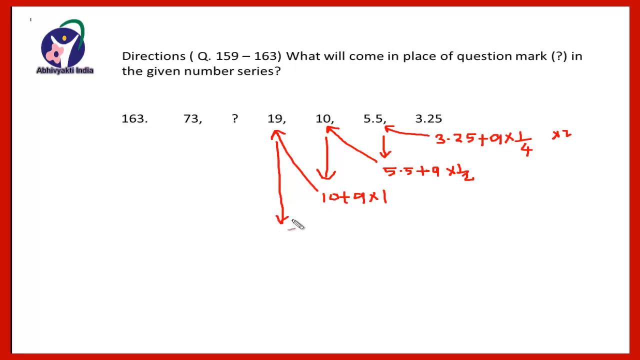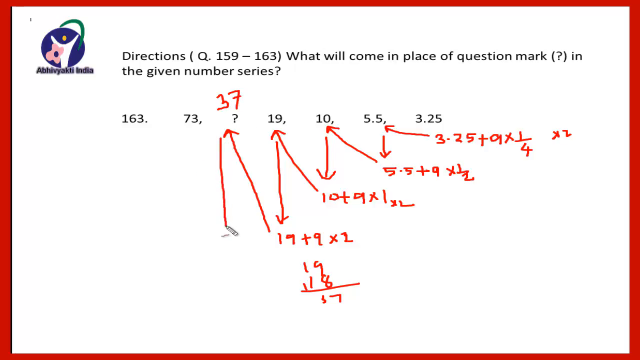Now this 19 plus 9 multiplied by 1 into 2, that is 2 ones are 2, so multiplied by 2, 9 twos are 18 plus 19, that is equal to question mark. So 19 plus 18, that will be equal to 37. So this question mark will be replaced by 37.